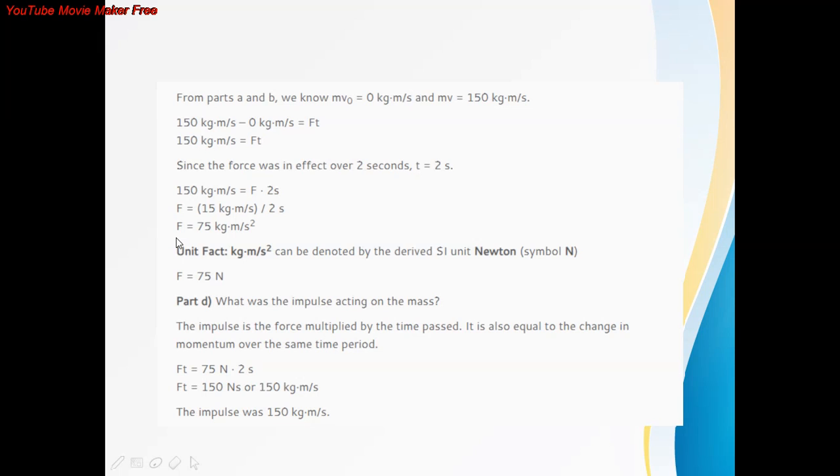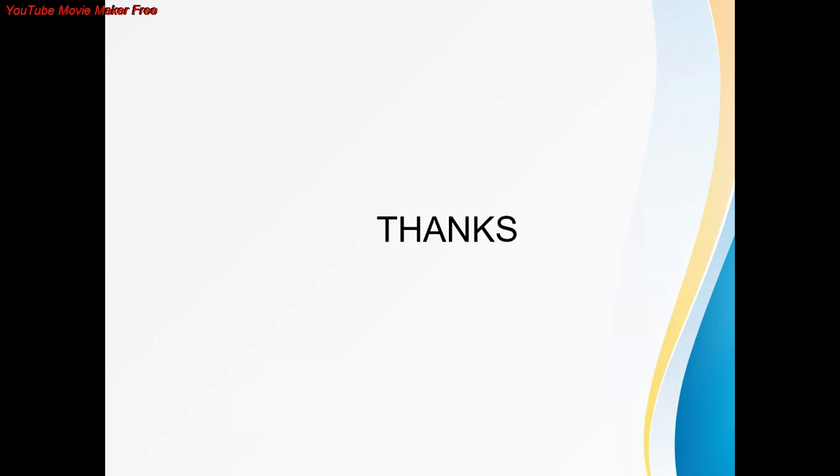The next question is, what was the impulse acting on the mass? Now we know the impulse is F into T, and T is 2 seconds, and force we know is 75 Newton. So definitely the impulse would be 150 kg meter per second. So finally the impulse is 150 kg meter per second. I hope you have understood all the 5 questions which I have just discussed with you, students.